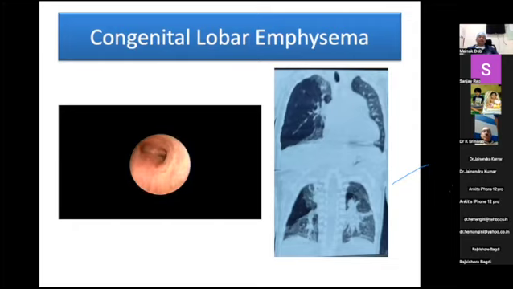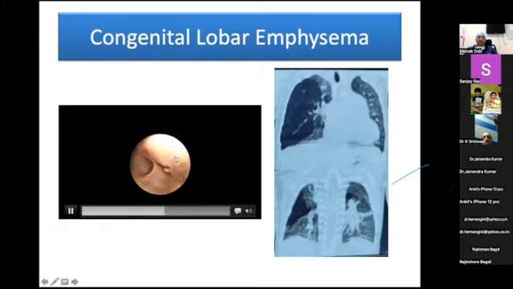So this is one of the children that we did recently. This has a right middle lobe lobar emphysema. This was done only 2 weeks ago. The preoperative bronchoscopy is very characteristic: isolated bronchomalacia of the right middle lobe. You can see here it's kinked.